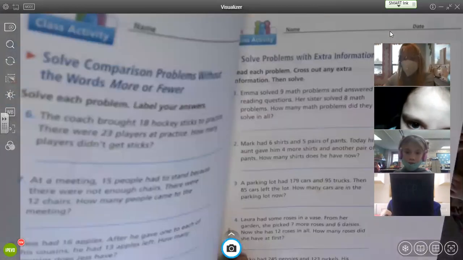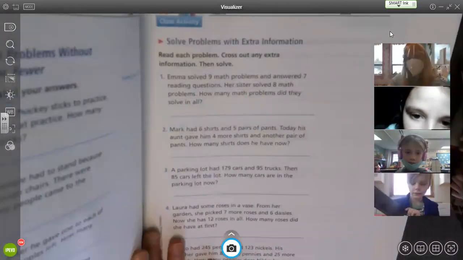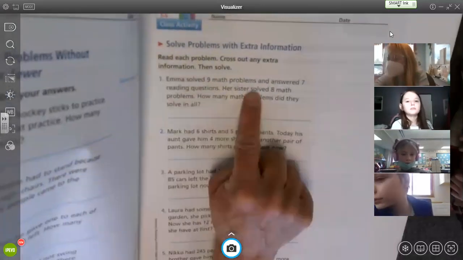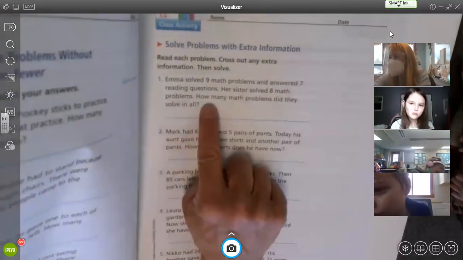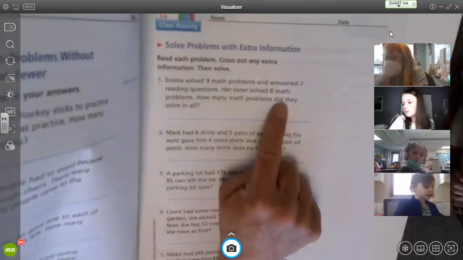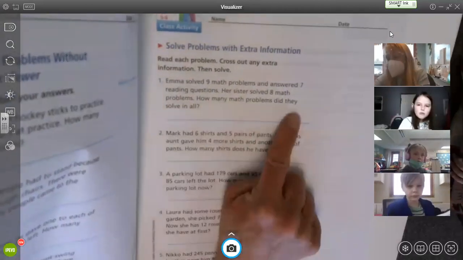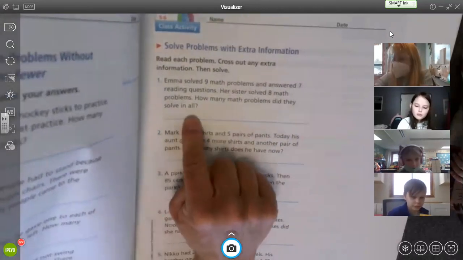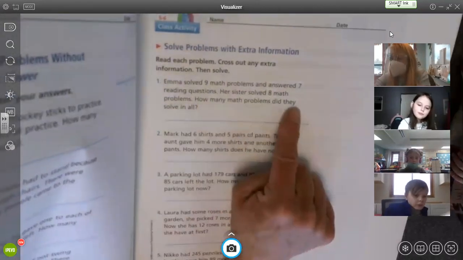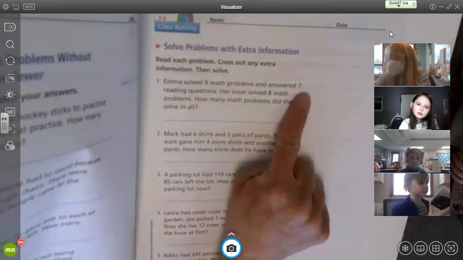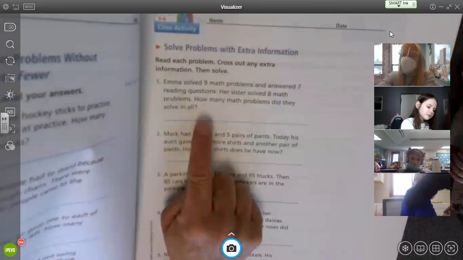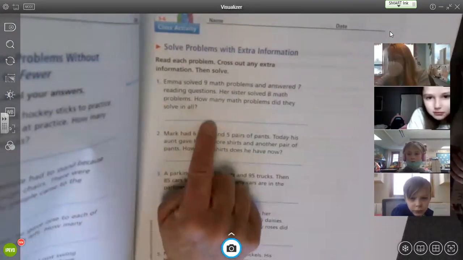So we looked at problems with extra information yesterday. For example, when Emma solved 9 math problems and answered 7 reading questions, her sister solved 8 math problems. How many math problems did they solve in all? We said that the extra information was about what, Robert? The reading questions. We didn't need to know it to answer how many math problems they did.